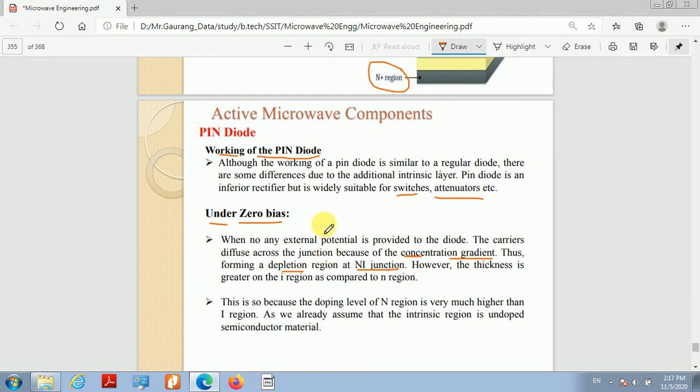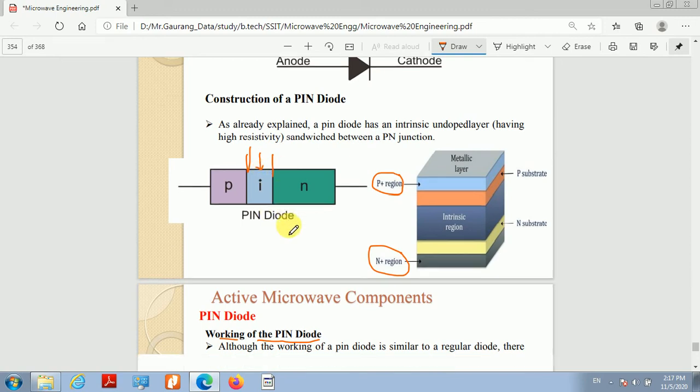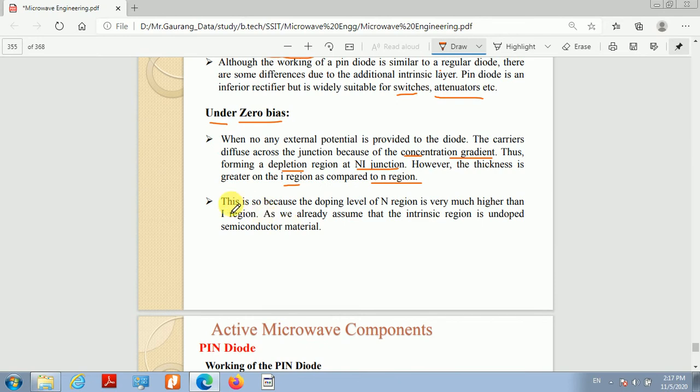Okay, and very important to note, the thickness of the depletion layer is greater in the I region as compared to the N region, because the doping level of the N region is higher than the doping level of the intrinsic region. तो यहाँ पे I टाइप के मटेरियल में, इंट्रिंसिक मटेरियल में डिप्लेशन लेयर की थिकनेस ज्यादा होगी कंपेयर टू N region. Okay, and this is so because the doping level of the N region is very much higher than the intrinsic region. Okay, because हमने देखा था कि इंट्रिंसिक रीजन तो अनडॉप्ड सेमीकंडक्टर और ये डॉप्ड सेमीकंडक्टर है, तो एन रीजन का डॉपिंग लेवल आई रीजन के डॉपिंग लेवल से ज्यादा होगा.